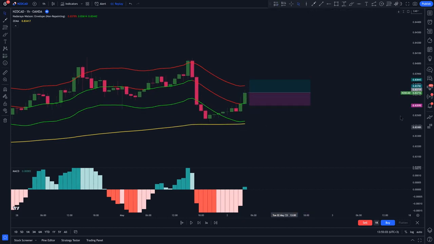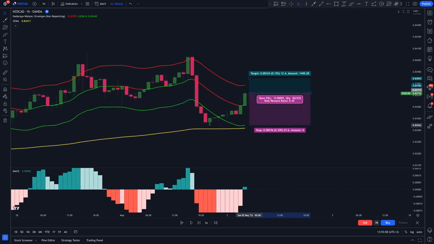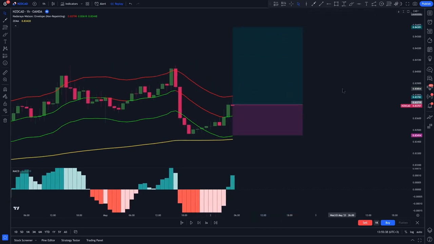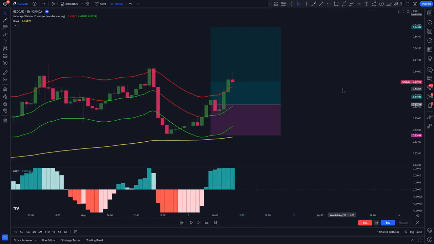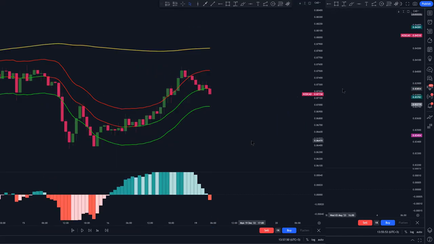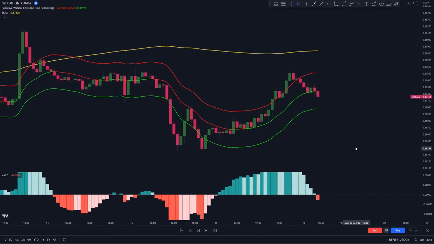The stop loss is going to be set below the most recent swing low, and for the take profit, we're going to set it at 2.5 times the risk. We let this trade run and take profit. For short trades, we're just going to reverse all the conditions.